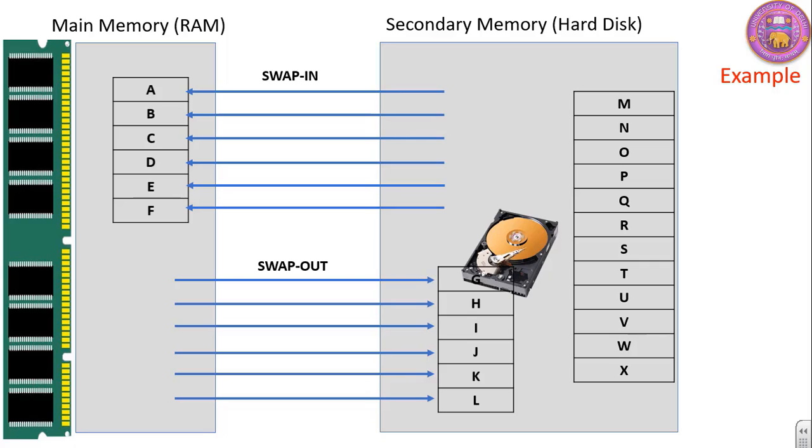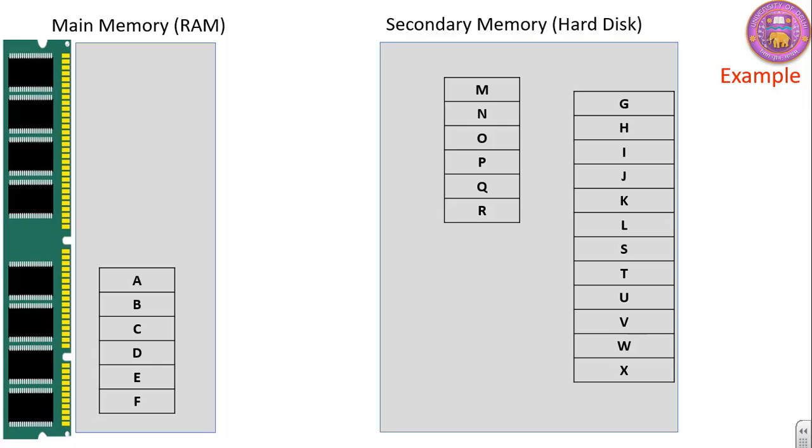It means operating system has performed two jobs. One is swap in, second is swap out. When it takes data out from RAM to hard disk, it is swap out. When it takes data from hard disk to main memory, that is RAM, then this is termed as swap in.